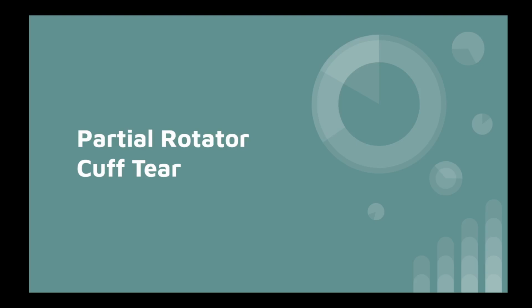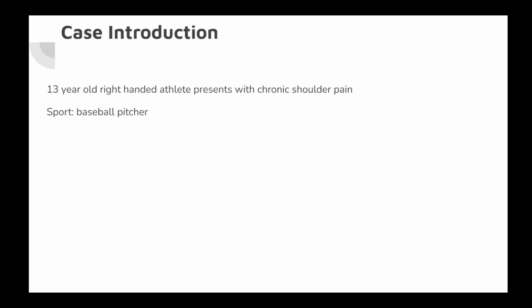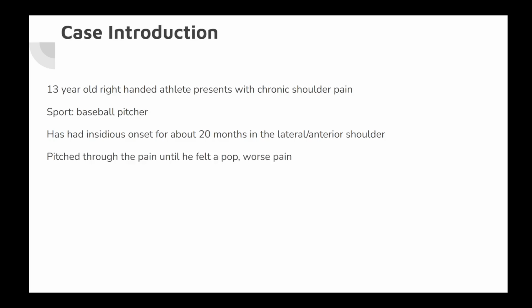Okay, this is a cool case of a partial rotator cuff tear. This was a 13-year-old right-handed athlete with really chronic shoulder pain. He was a baseball pitcher, and essentially he'd had this pain for 20 months, in the lateral, sort of anterior shoulder. He had pitched through it until he felt a pop and it got worse.